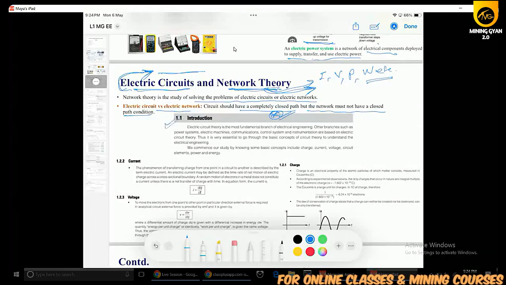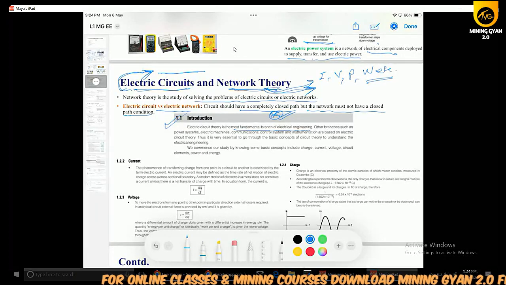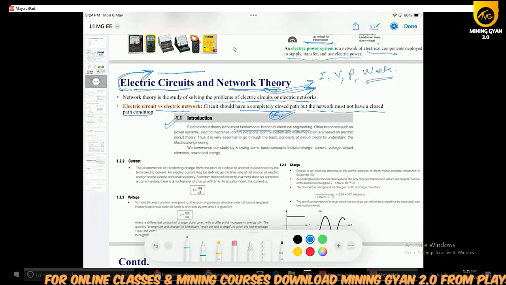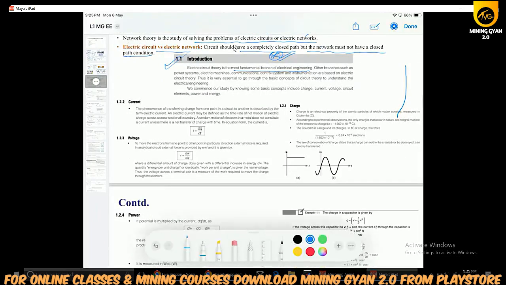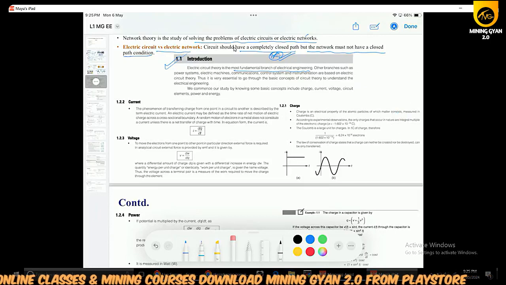So, introduction. Electric circuit theory is the most fundamental branch of electrical engineering. We need to understand electric circuit theory properly, then only will we be able to understand the complete electrical engineering. Otherwise we won't be able to understand each and every concept of any section, like power system, electrical machine, communication, control system, measuring instruments, etc. Now coming to the basic element of any electrical circuit, and that is called a charge.